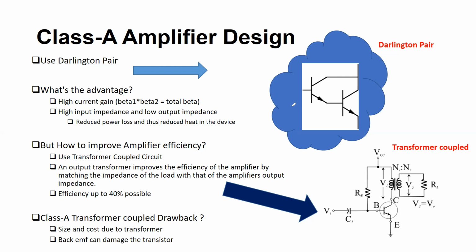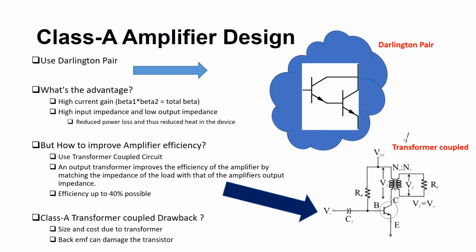Second advantage is that it has a high input impedance and it has a low output impedance. Okay, so because of that, you have a reduced power loss into the circuit, and therefore you have a reduced heat into the device. So you got the current handling capacity of the transistor up, and you got the heat dissipation into the circuit or into the transistor down. So that's why this is the advantage. So we solved the first problem of current handling and the heat sink. How about efficiency going from less than 30% to more than 30%?